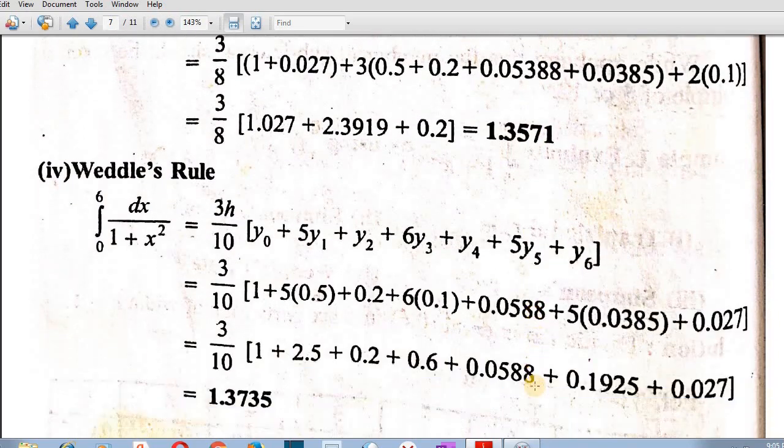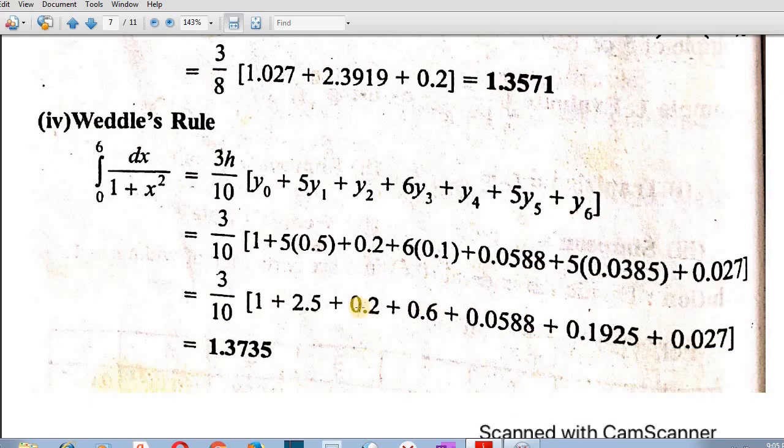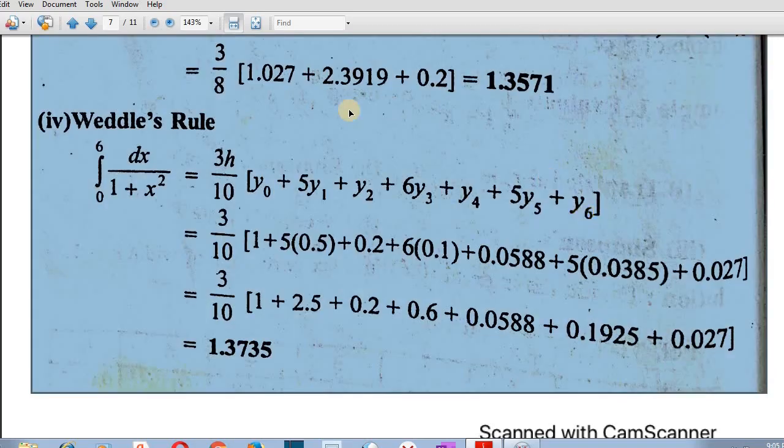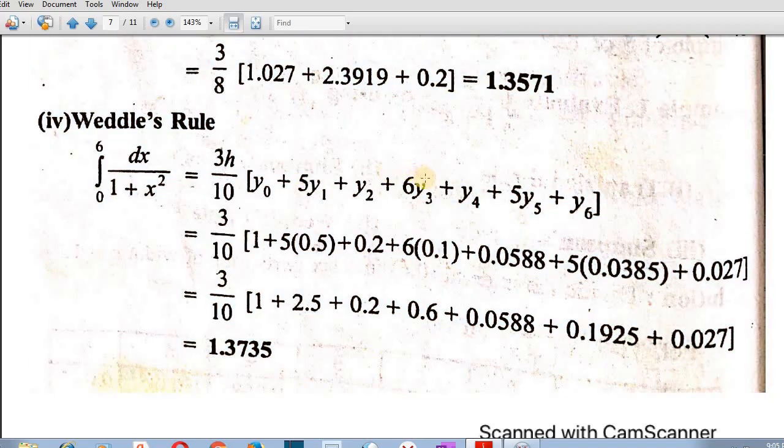Similarly, we can do the fourth one by Weddle's rule, that is 3h by 10, y0, 5y1, y2, 6y3, y4 plus 5y5, y6. So here we have to take multiples of 5 and 6, and the formula is to be written here and entered in the same way. We can get the solution by Weddle's rule for the same set of readings. Let me write that formula here and execute the fourth solution.